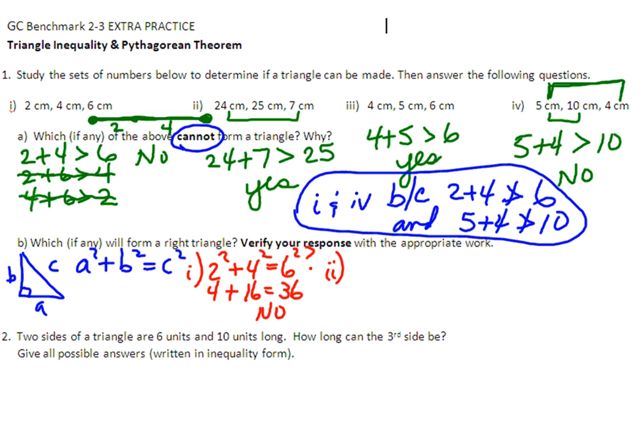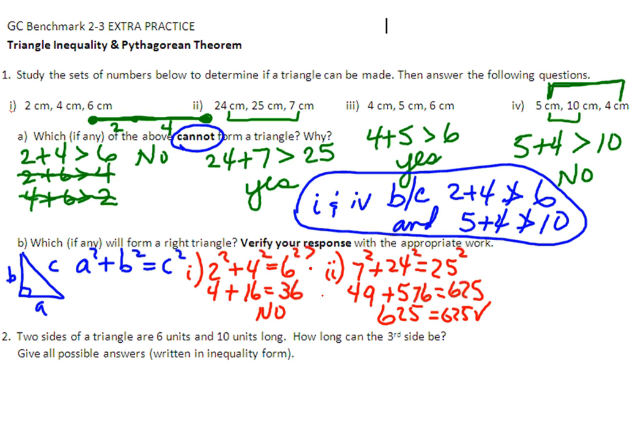For the second one, I'll take the smaller two sides. Those are going to be the legs. Does that equal the longest side squared? This is 49. This is 576. And 625. You're going to need a calculator for those. That does turn out to be 625. So that's a yes. Not a whole lot of room to work here.